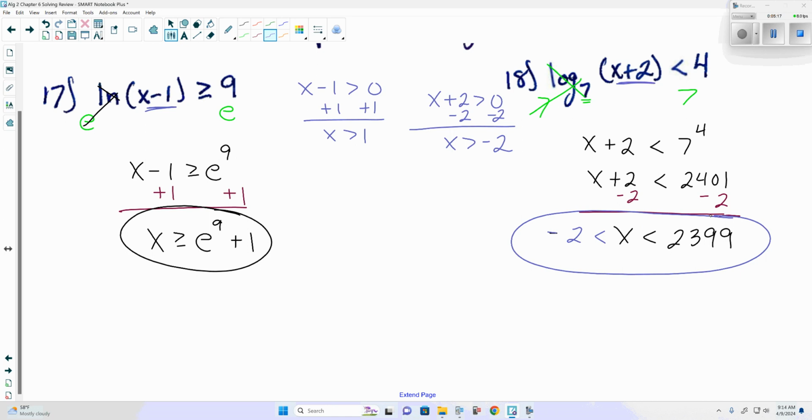Now, on the test, you're not going to have a logarithm that does this. It's all going to work out nicely. But, questions on 17 and 18?